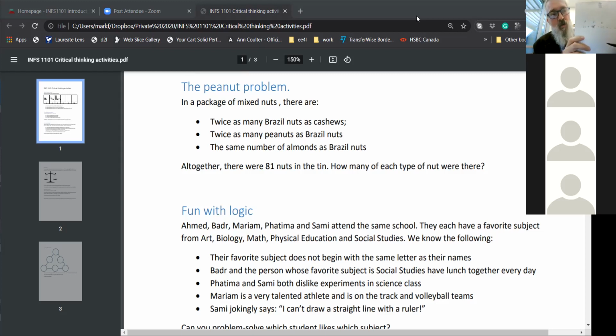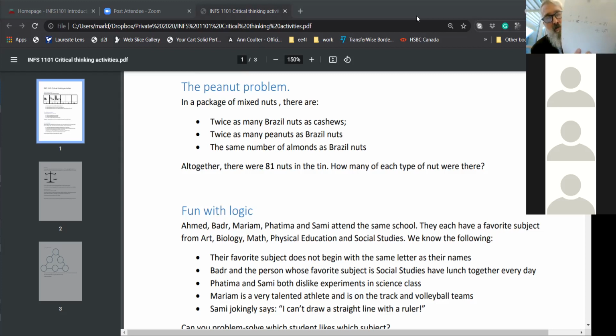So what I've said is almonds is the same as Brazil nuts. And what we know is Brazil nuts is 2 times the number of cashew nuts. So almonds is 2C. Peanuts is 4C. Brazil nuts is 2C. And cashews is C. So now everything is using the same symbol, so I can do something with that. I can see that it's 2 plus 4 plus 2, that's 8, plus 1, that's 9. So 9 times C is equal to 81.